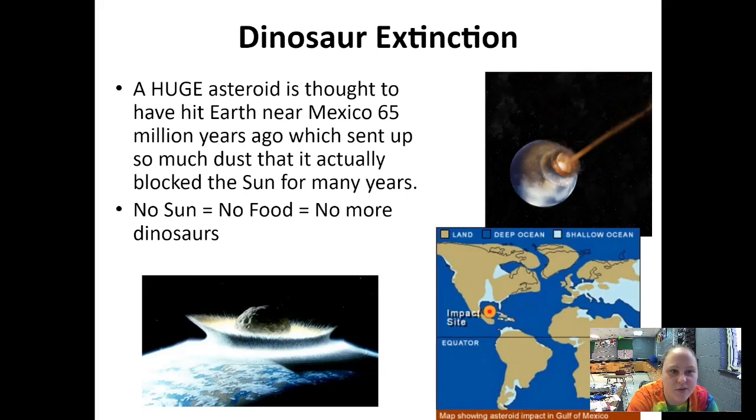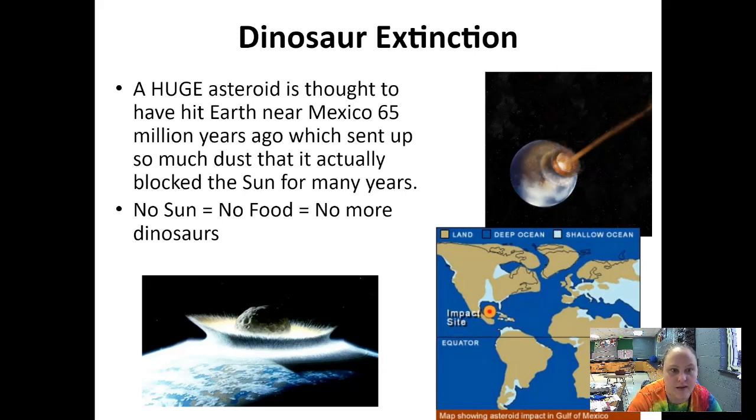So a huge asteroid is thought to have hit the Earth near Mexico 65 million years ago, which sent up so much dust that it actually blocked the sun for many years. There was so much dust and debris up in the atmosphere that it blocked the sun for many years. So there was no food. And for the plant eaters, they eventually died off.